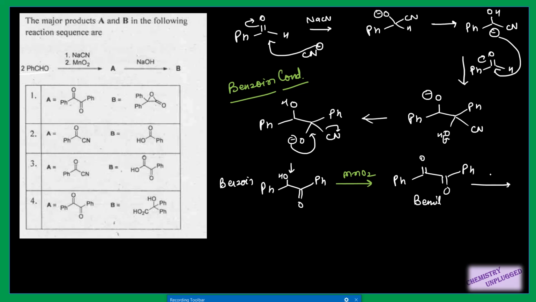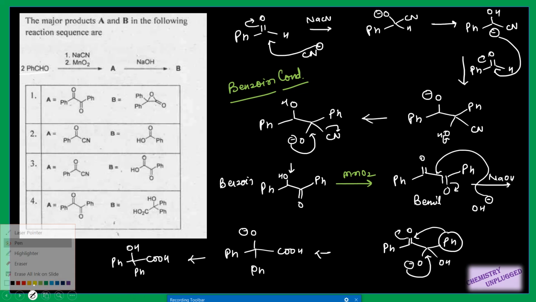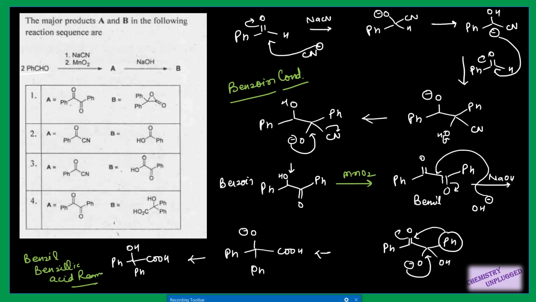Then we are using base. So this base will show the benzilic acid rearrangement. It will provide OH minus. This OH minus will attack on this carbonyl. This bond will shift here. When this negative charge comes back to its position, this phenyl ring migrates. Then it will take a proton and give you benzilic acid. This will be the final product, and this part of the reaction is called the benzilic acid rearrangement, right?